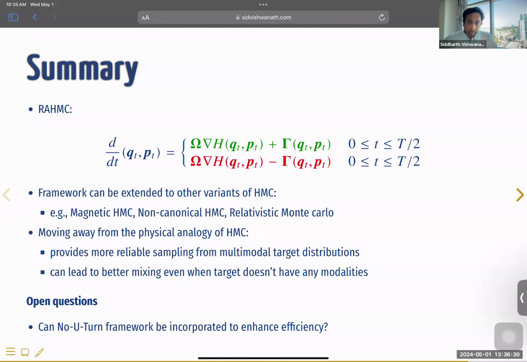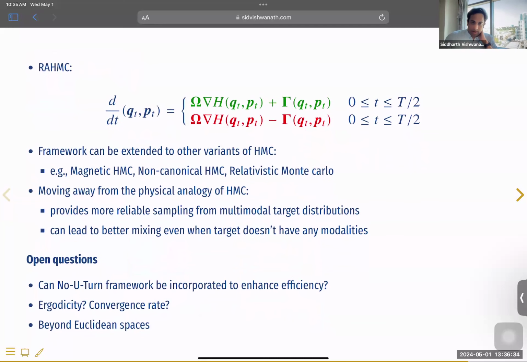And a couple of interesting questions that came out of this is that we were interested in what would happen if we were to look at the no U-turn framework in our setting. Obviously, because it's repelling and then attracting, we want a single U-turn to happen. But again, we don't want too many U-turns to happen, right? So how can we integrate that into this framework?